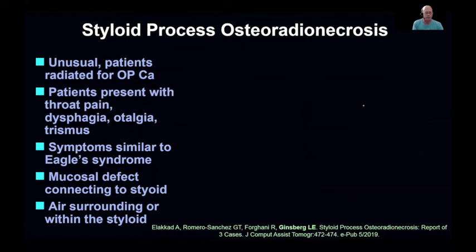I think that this is pretty unusual, but it's usually patients who have been radiated for oropharyngeal cancer. They present with a triad, with a constellation of symptoms that are typically seen in so-called Eagle syndrome, with a giant ossified stylohyoid ligament that is throat pain, dysphagia, otalgia, and sometimes trismus. And what we see radiographically is a mucosal defect which extends from the mucosa to the styloid, and then air surrounding or within the styloid. And we published a series of this entity last year.